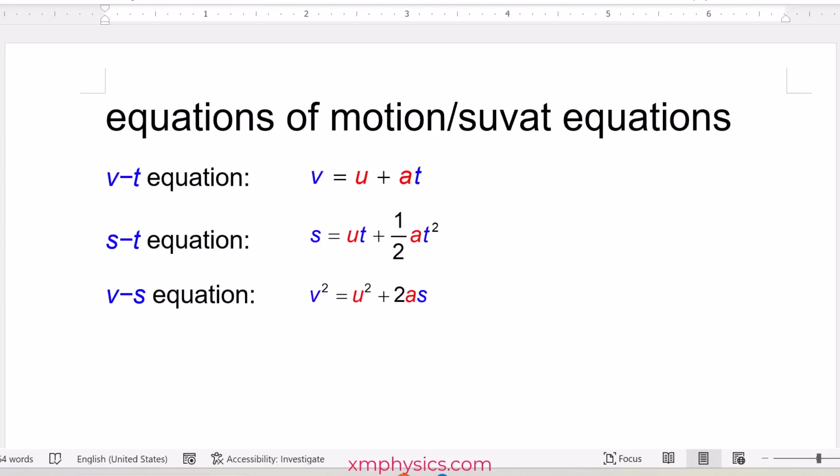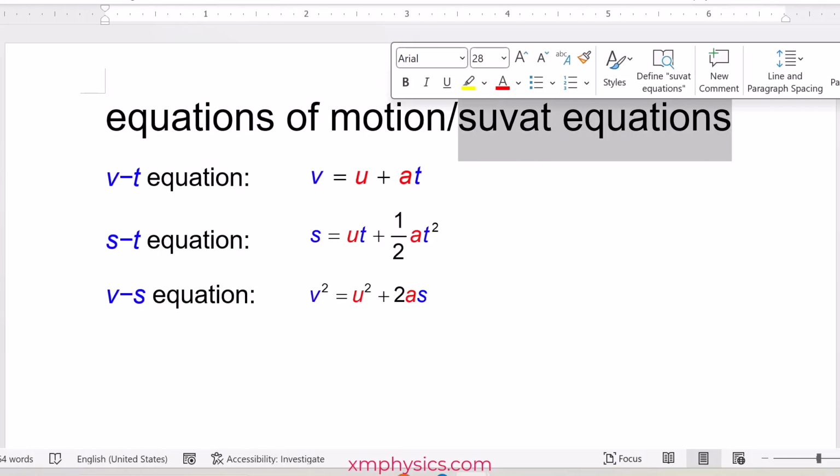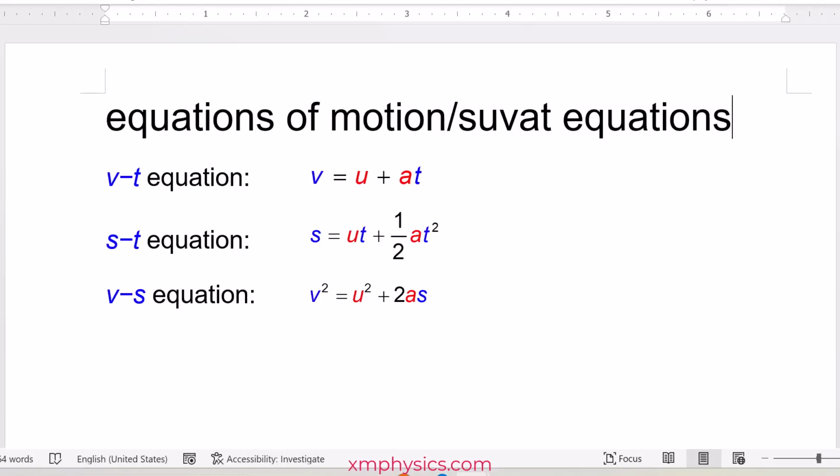Hello, if you are dealing with uniform acceleration motion, you can use the equations of motion, also called the SUVAT equations, to do all the calculations. So why is it called the SUVAT equations? Well, because S is for displacement, U for initial velocity, V for final velocity, A is the constant acceleration, and T is the time. So these are the 5 parameters that you'll find in the SUVAT equations.